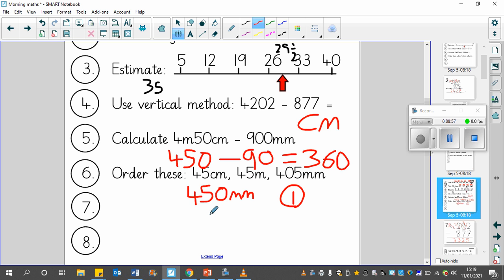Then 450 millimeters is next, so that's number 2, and the biggest one by a long way, so therefore this will be the third one you write down, is 45 meters. 45 meters is how many centimeters? 4,500. And how many millimeters? 45,000 millimeters. So you can see why that's massive compared to that.